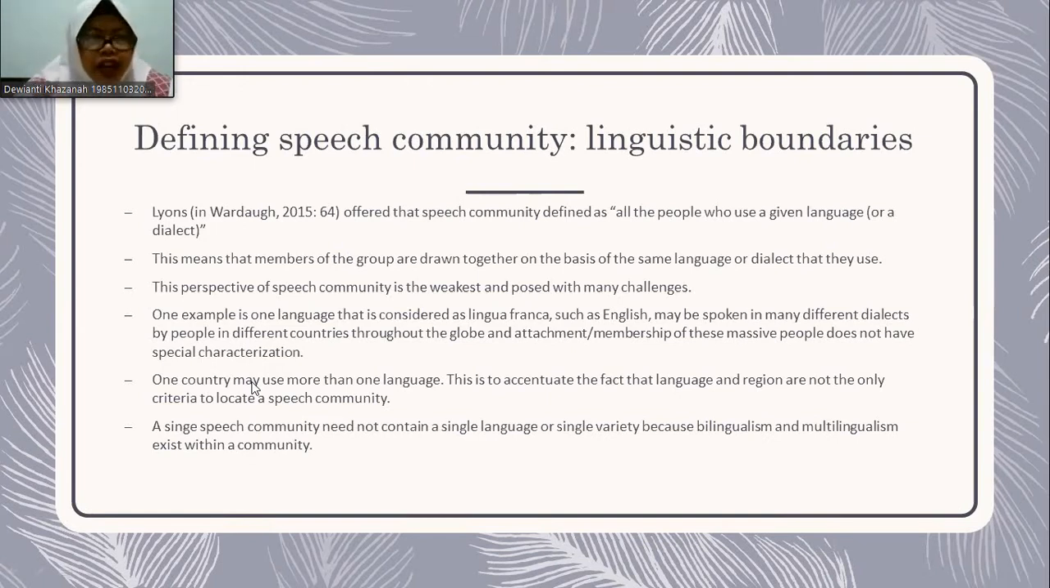Nah, alasan yang kedua adalah a single speech community may have or may consist of a lot of different languages.